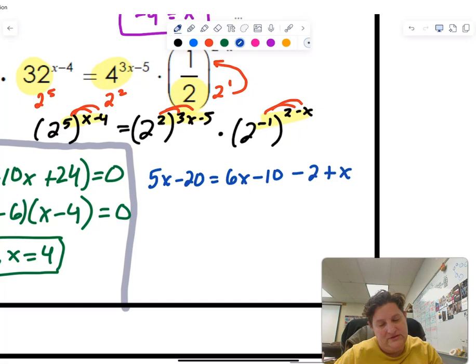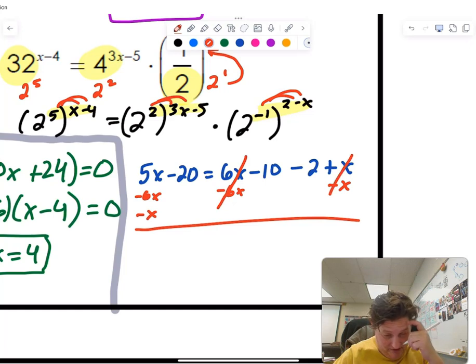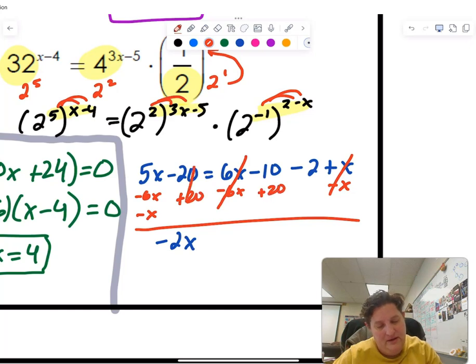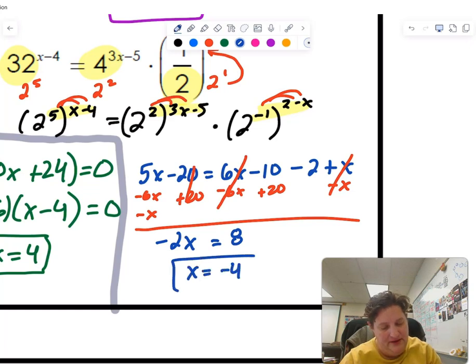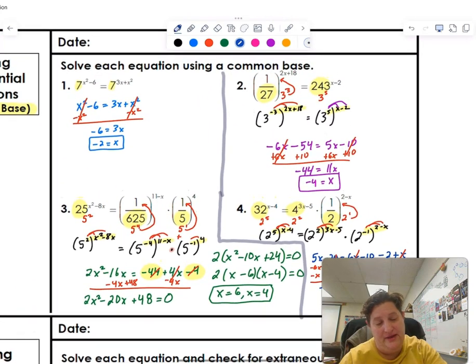Okay? Now this one is linear. It's not quadratic. So we need to get the x on the same side. So I'm going to subtract the 6x and the x. So I get negative 2x. And then I'm going to add the 20 over here. But then negative 10 and negative 2 is negative 12 plus 20 is 8. Okay, and then when I divide it over, x is negative 4. And that's my answer. All right, so that's how we do questions that have the same base, a common base.